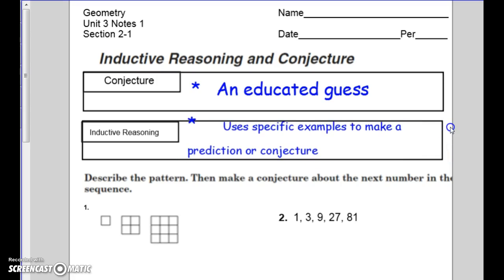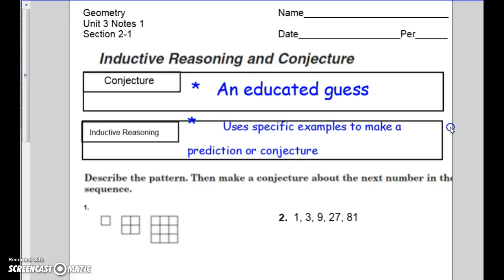Inductive reasoning uses specific examples to make a prediction or a conjecture, meaning a pattern. So right here are some patterns that we need to follow. When they're talking about people from CSI, don't they follow a pattern? Yes. There's a certain procedure, and when certain things happen, other things occur. So right here, all inductive reasoning is just a pattern. How can we follow through?